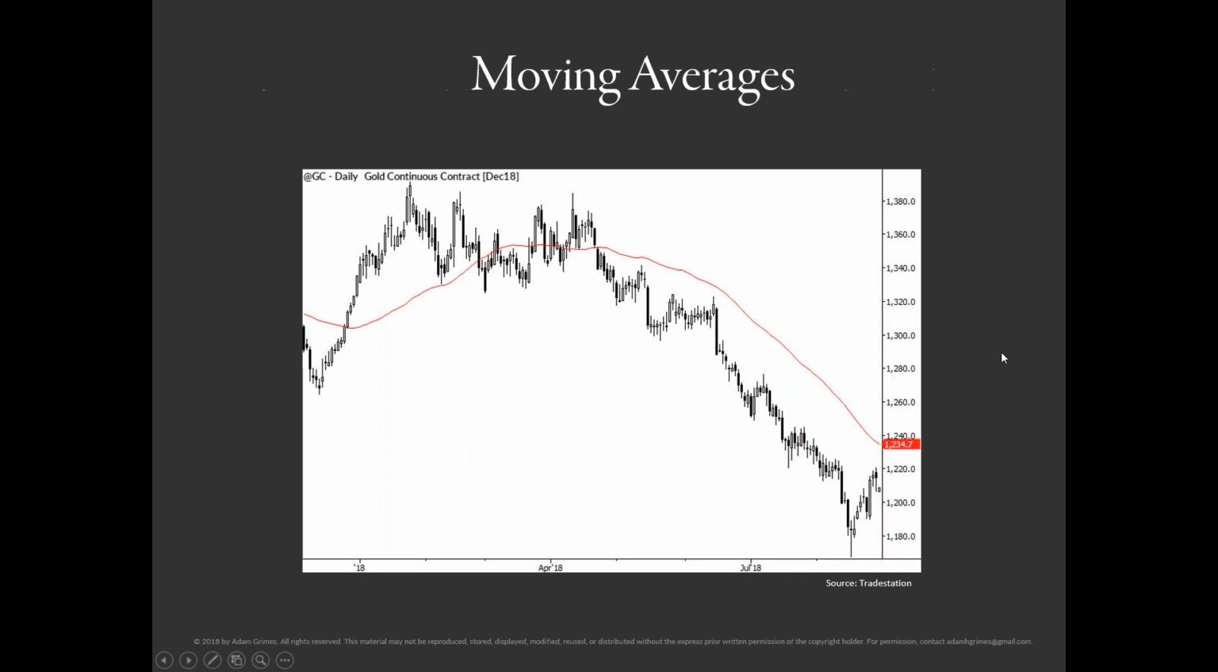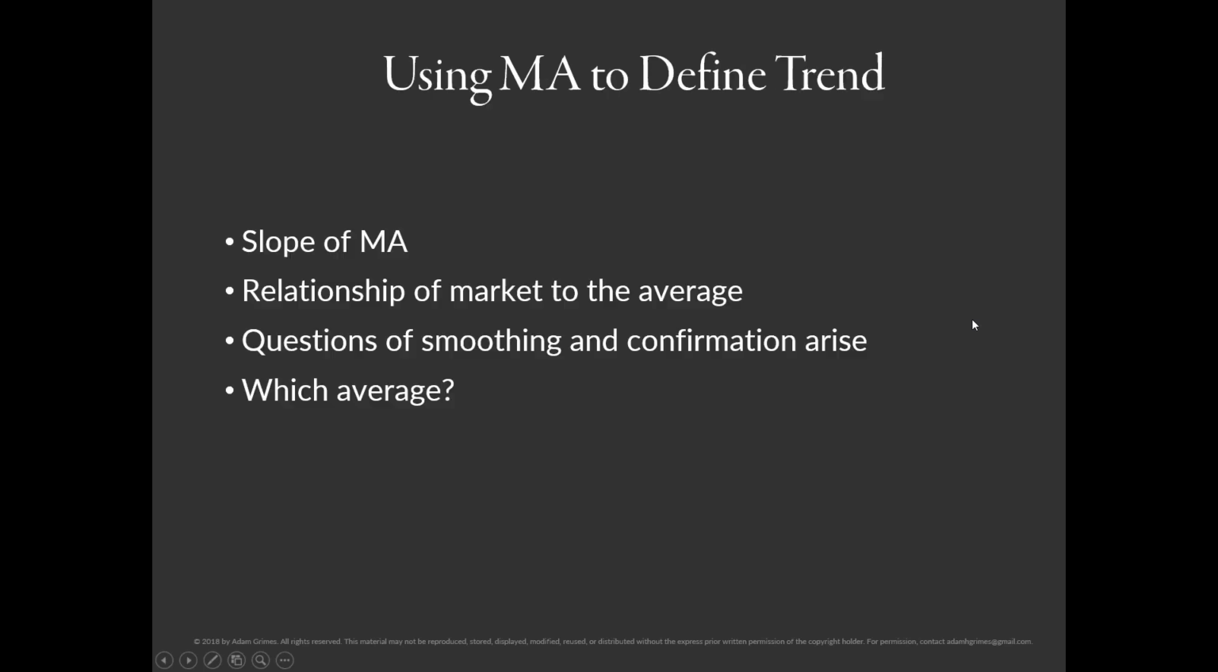Moving averages. I won't spend a lot of time on moving averages. You all know what moving averages are. To define trend, they're commonly used in a few ways. You can look at the slope of a moving average. You can look at the relationship of a market to the average, that's maybe not written very well. What I mean there very simply is if we're above the moving average, we're in an uptrend. If we're below, we're in a downtrend. That's what bullet point 2 says, but I wrote that in a very confusing way, apologies.